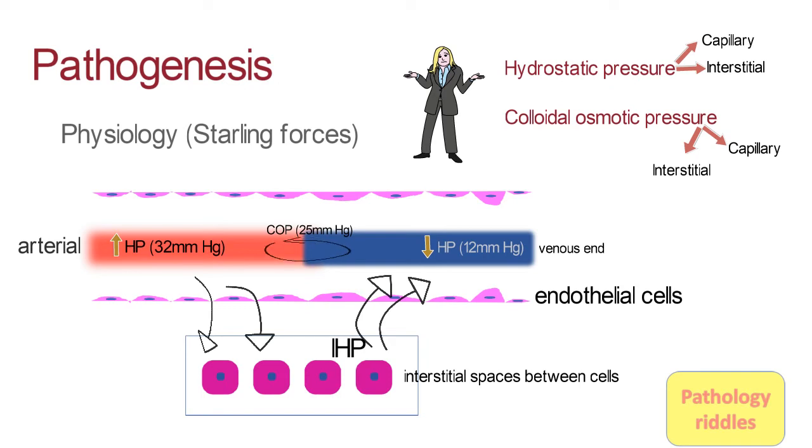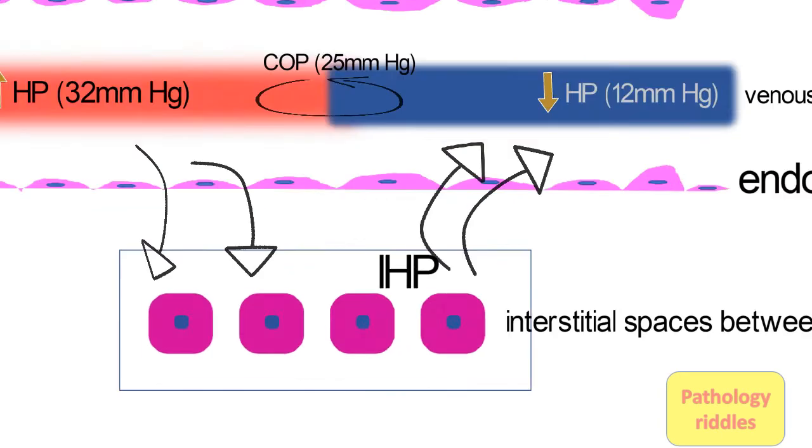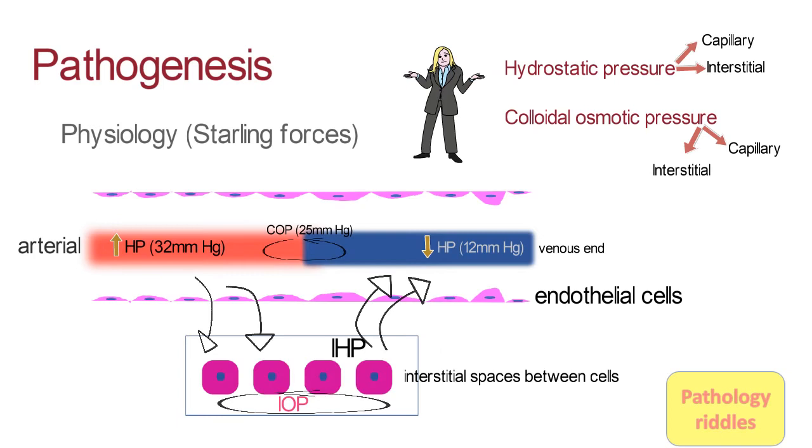The colloidal osmotic pressure in the capillaries tends to keep the fluid within the capillary. So it is called an inward driving force. And the solute or protein mainly responsible for this is albumin. While the interstitial colloidal osmotic pressure tends to keep the fluid in the interstitial tissues. As it is outside the capillary, it is an outward driving force.